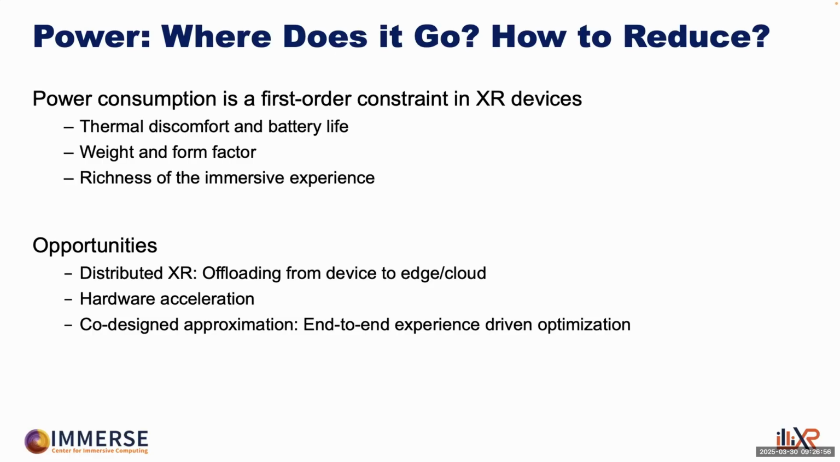There are several approaches to reducing on-device power consumption. The first one is distributed XR, or offloading heavy computations from the XR devices to some edge or cloud servers. The second one is specialized hardware. And finally, there are some approximation opportunities to reduce computation requirements based on end-to-end system and experience analysis.